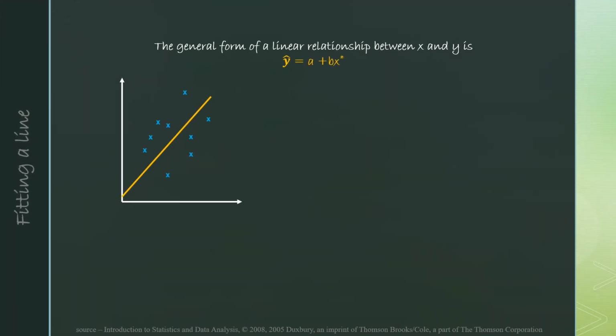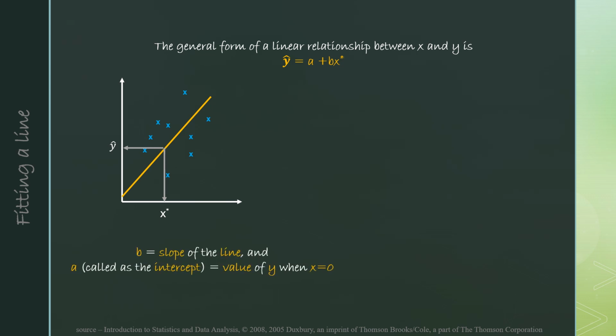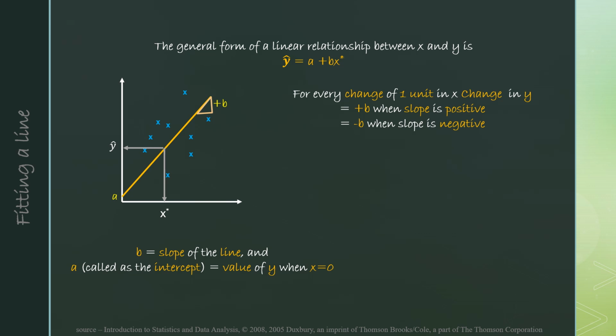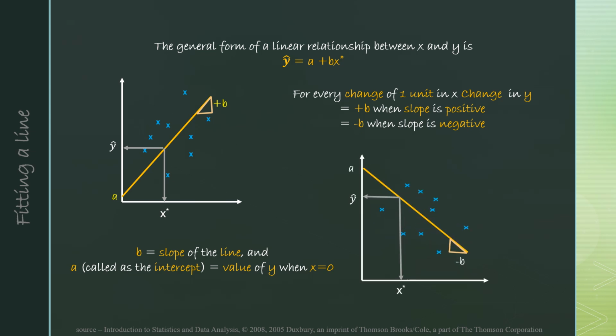The general form of a linear relationship between x and y is given by y hat equals a plus b multiplied by x star, where y hat is the predicted value of y for a selected value of x that equals x star, b equals the slope of the line, and a, called the intercept, equals the value of y when x equals 0. For every change of 1 unit in x, the change in y equals plus b when the slope is positive, and it equals minus b when the slope is negative.